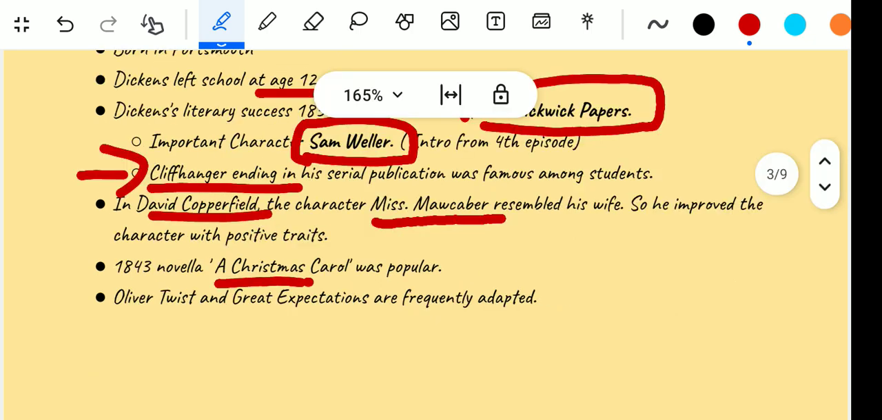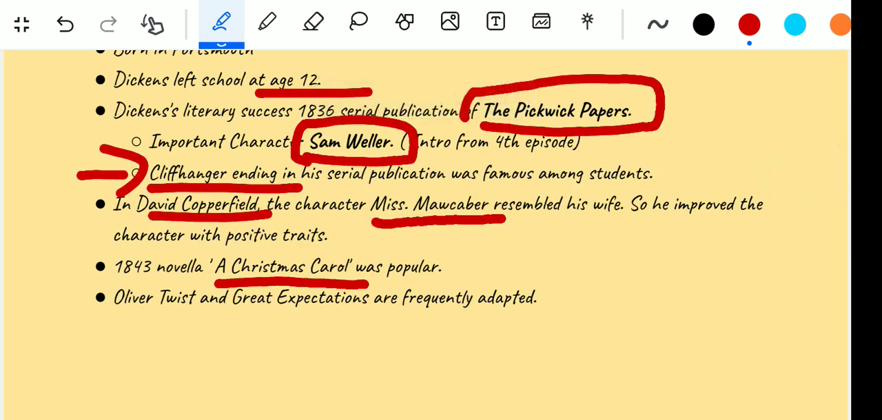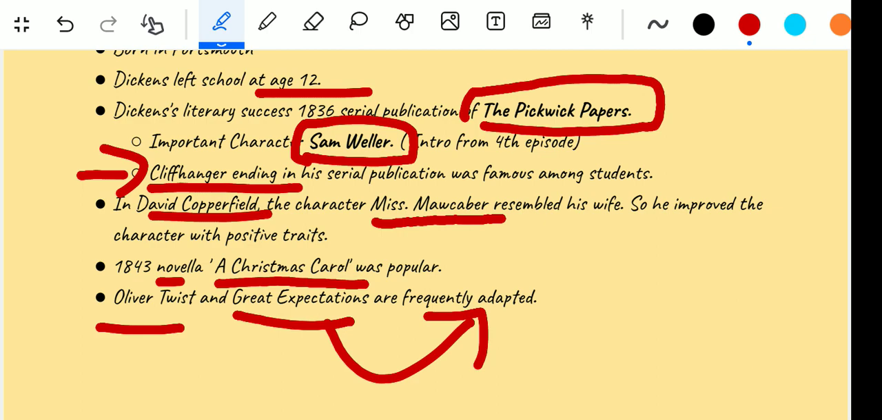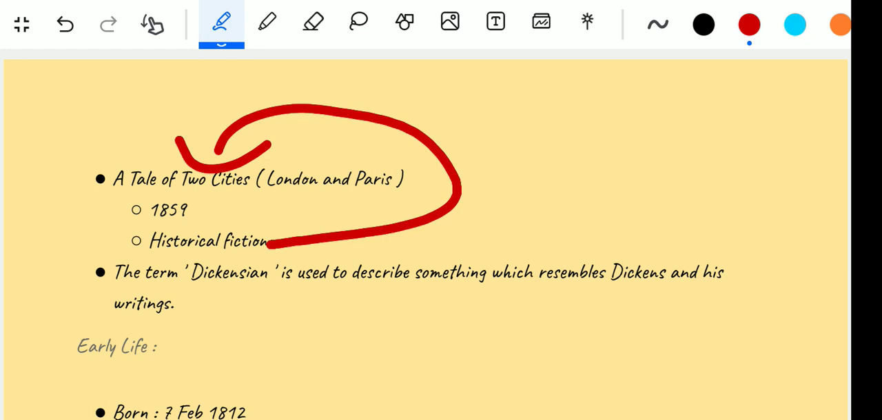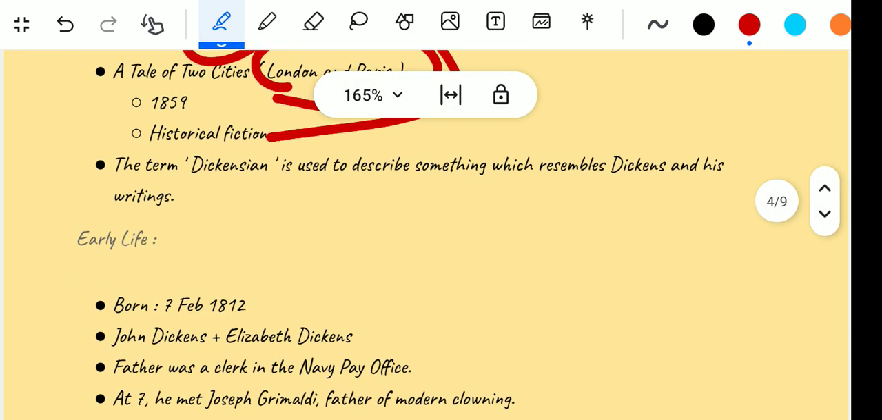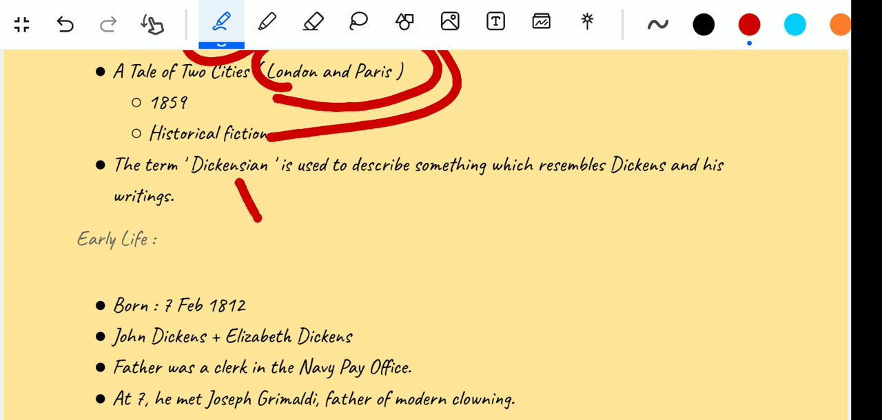We have already seen A Christmas Carol, a popular novella, and his Oliver Twist and Great Expectations were the two works which were frequently adapted. Then comes his historical fiction, A Tale of Two Cities. It talks about the French Revolution, and it is historical in sense, about London and Paris. Whoever writes like Dickens will be called Dickensian.